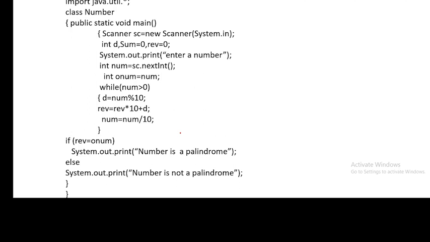Then palindrome. Now what is a palindrome number? If the number is equal to its reverse image, meaning mirror image, so if a number is equal to its reverse, then that number is called a palindrome number. Now here, compulsorily, this statement is mandatory.